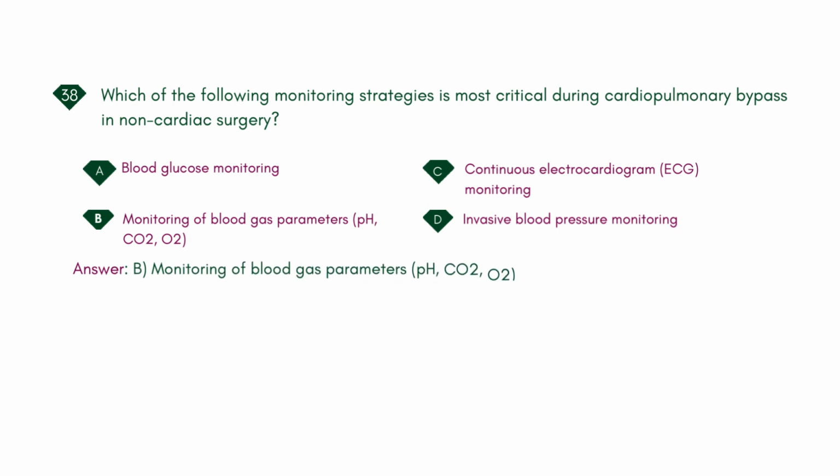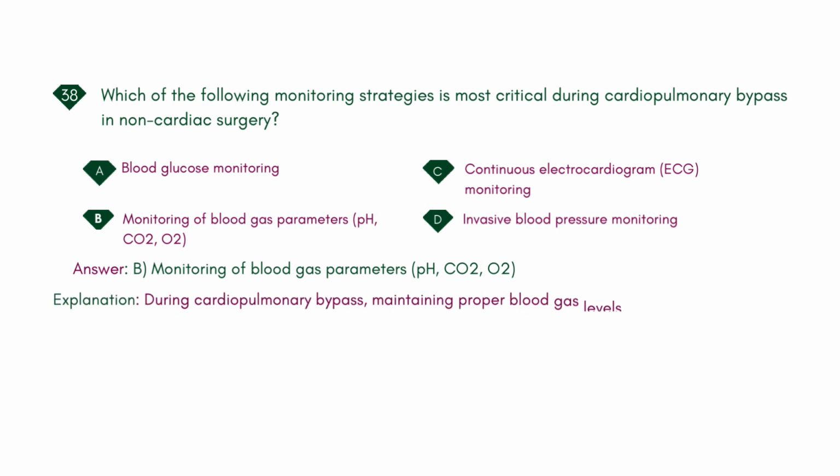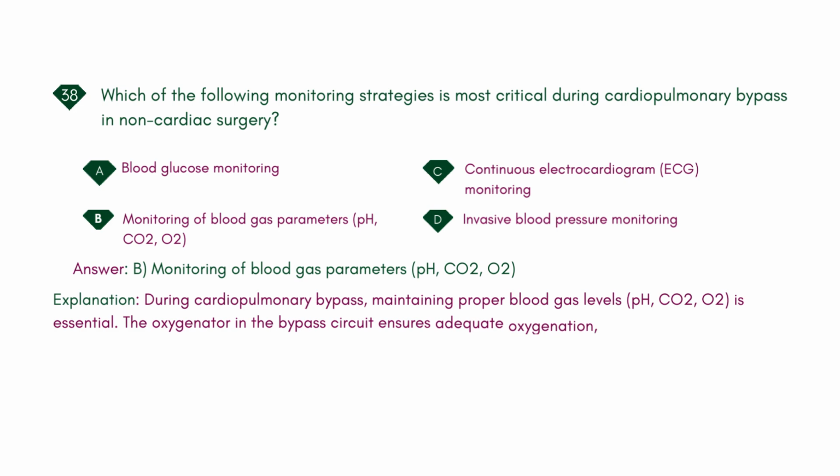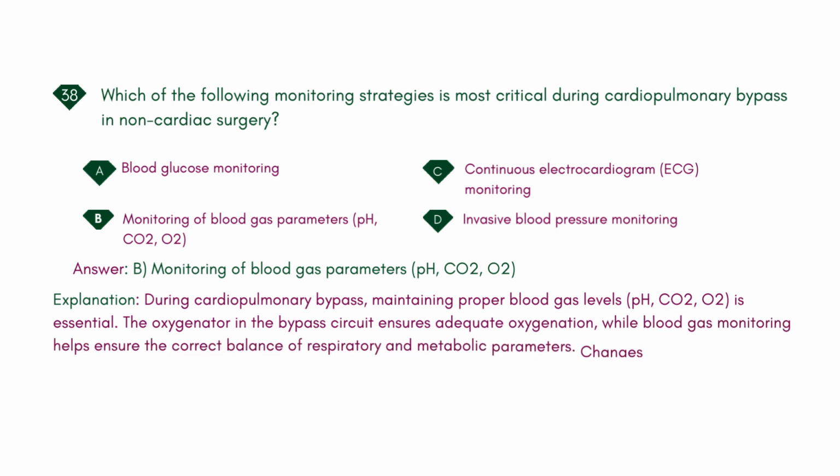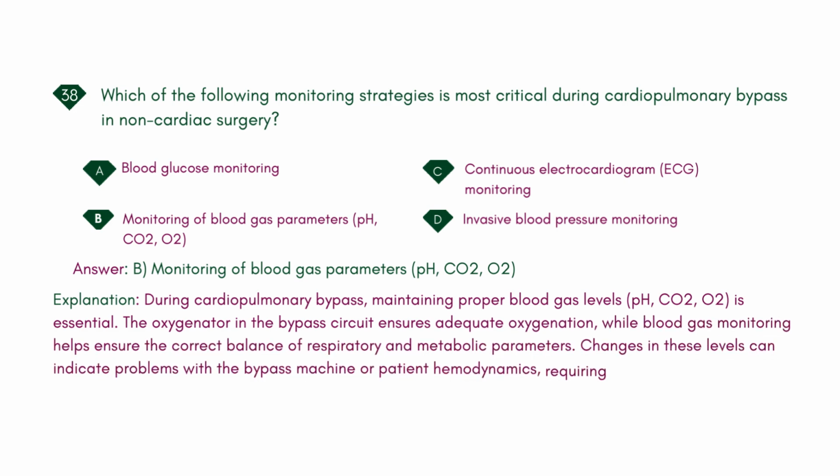Answer: B. Monitoring of blood gas parameters, pH, CO2, O2. Explanation: During cardiopulmonary bypass, maintaining proper blood gas levels, pH, CO2, O2, is essential. The oxygenator in the bypass circuit ensures adequate oxygenation, while blood gas monitoring helps ensure the correct balance of respiratory and metabolic parameters. Changes in these levels can indicate problems with the bypass machine or patient hemodynamics, requiring immediate correction.